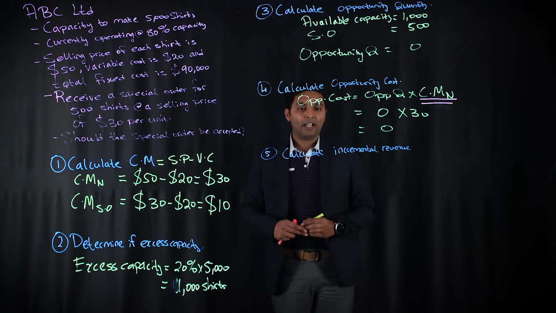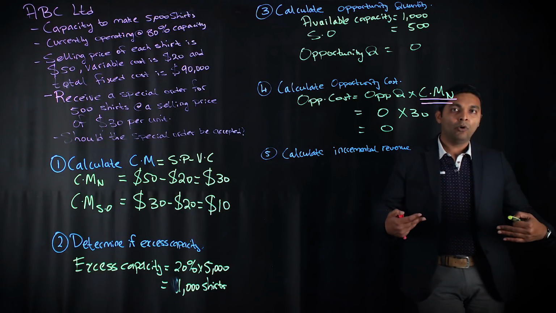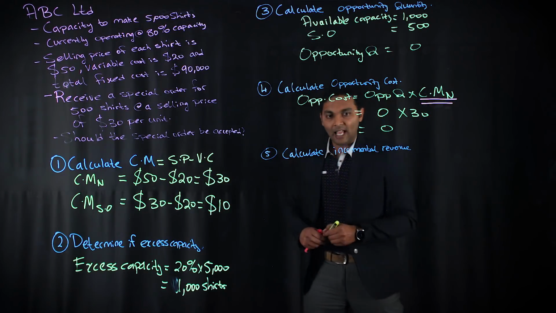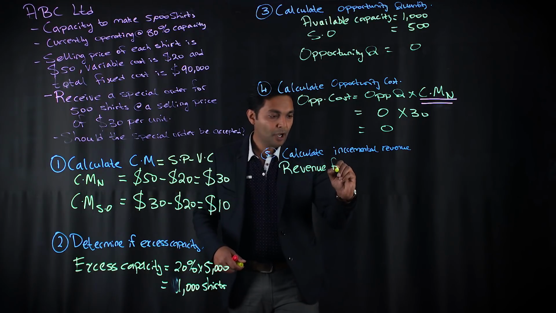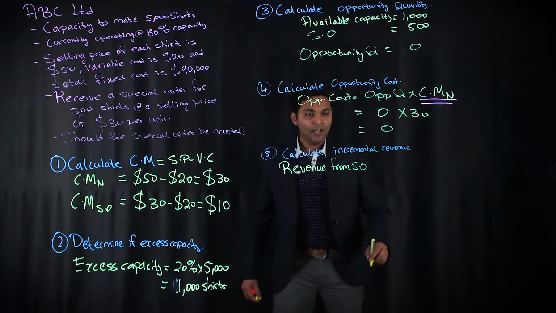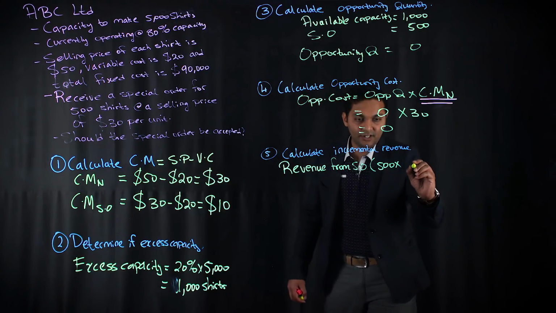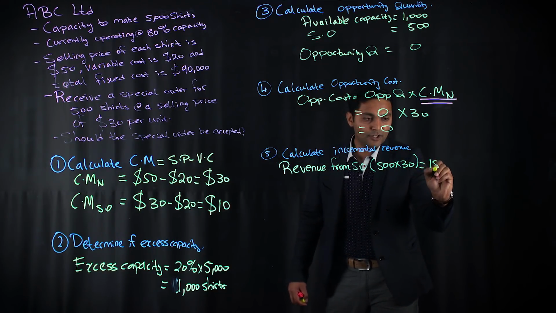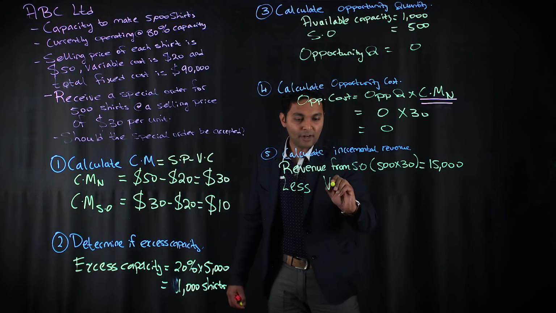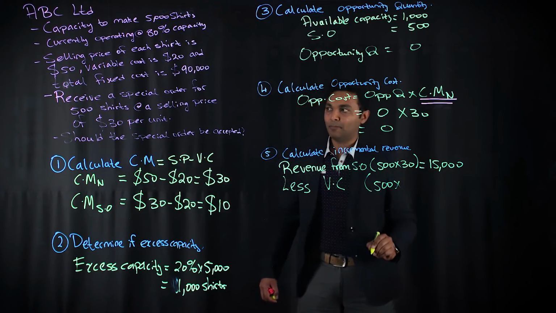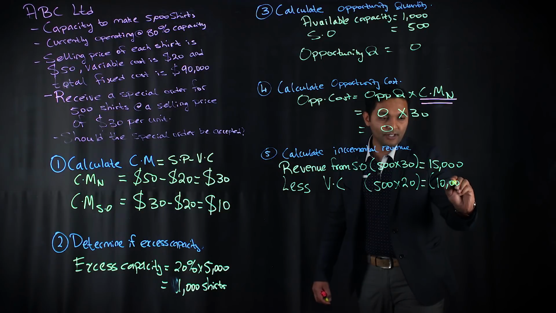So now we need to work out our incremental gain. So if we were to accept that special order, are we going to have more profit? That is the question. So how do you calculate your incremental gain? First of all, let's work out the revenue from the special order. So we know that we are selling 500 units at the selling price of $30 per unit. So that will give us a total revenue of $15,000. From that, we need to take away our variable cost, which is again 500 units multiplied by a variable cost of $20 per unit. That will give us $10,000.